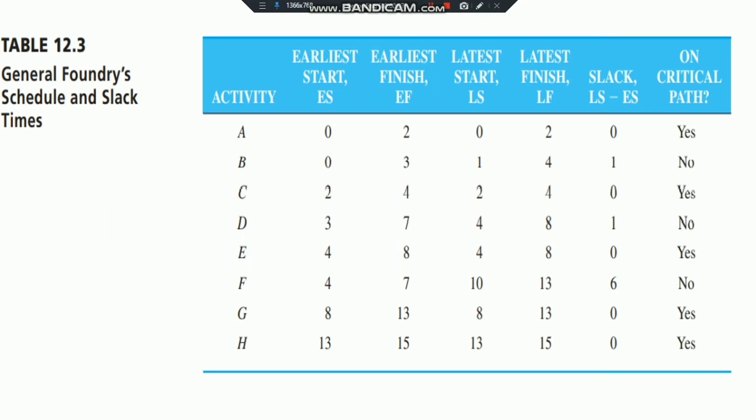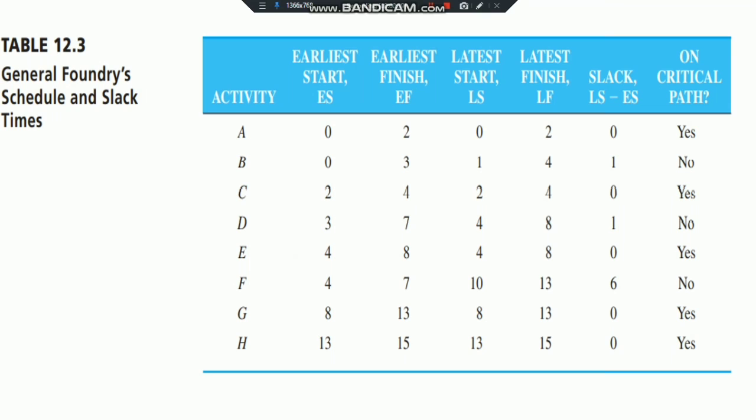So this table shows the summary of General Foundry's early start, early finish, late start, late finish, and slack time for the activities. Activity A has 0 slack. Activity B has 1 slack. Activity C has 0 slack. Activity D has 1 slack. Activity E has 0 slack. And F has 6 slack. And activities G and H have 0 slack.